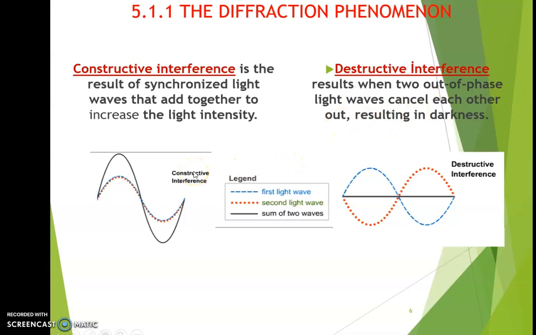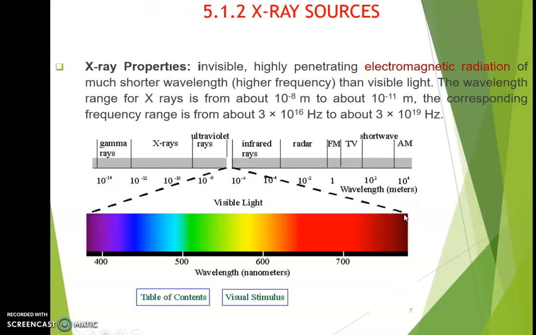From the pictures, on the left side, we can see the constructive interference, which is the sum of two waves. The resultant is more than the first light wave and the second light wave. And from the right figure, which is the destructive interference picture, the sum of the two waves, which is the black line, is less than the first light wave and second light wave together.